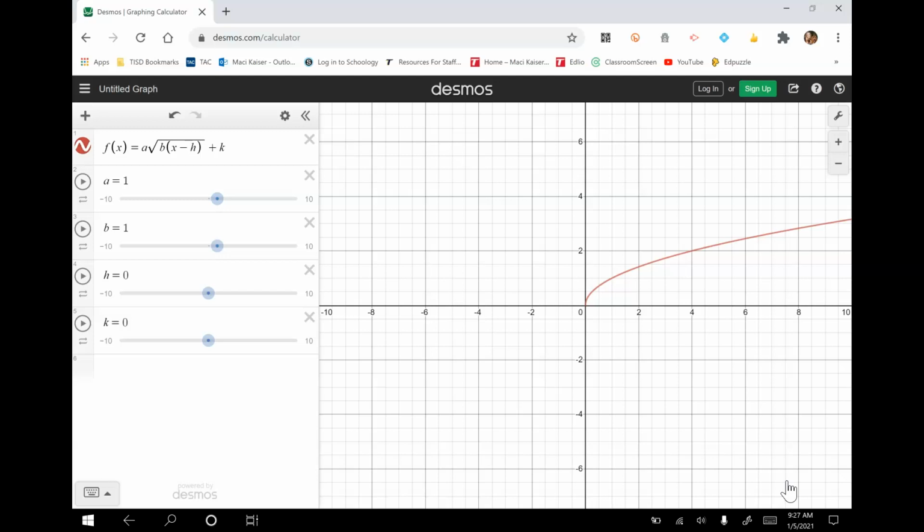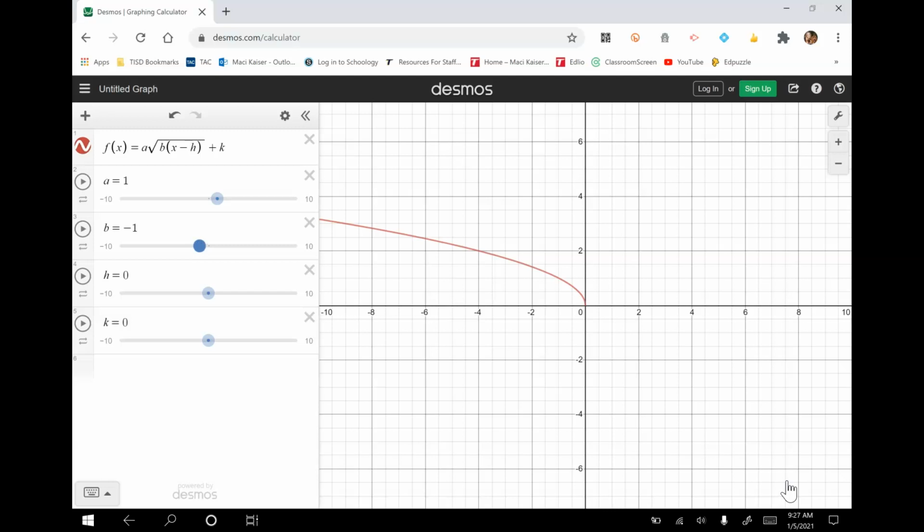Now let's see what happens when I change this b, which is my value on the inside of the square root here. So that is inside the function, being multiplied by the horizontal translation that we have here, x minus h, which right now h is 0, so it's not being translated at all. But I'm going to make b -1, and we should see a reflection across the y-axis. Lovely, there it is, reflected across the y-axis.